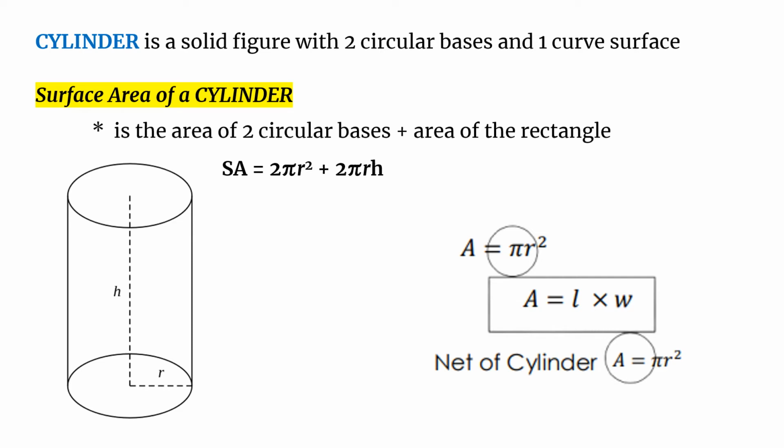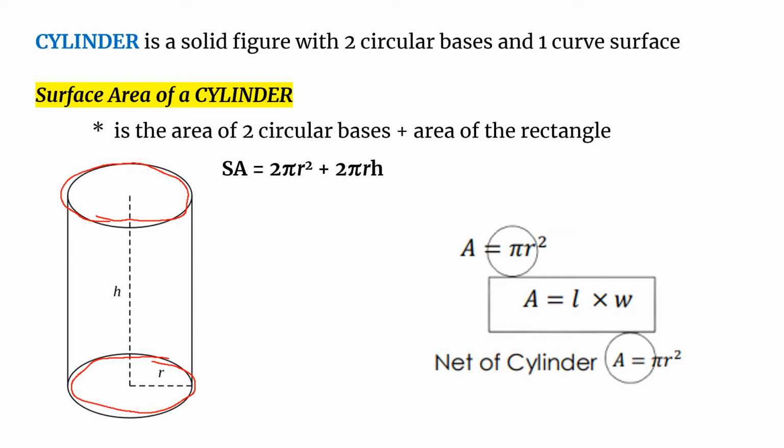Cylinder is a solid figure with two circular bases and one curved surface. If you look at the figure, meron nga tayong two circles. So that's why in getting the surface area of a cylinder, that is equivalent to the area of two circular bases kung saan ito yung circle natin, isa, and then ito nga sa taas, dalawa. Okay? Plus the area of the rectangle.